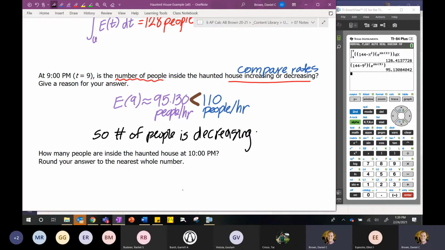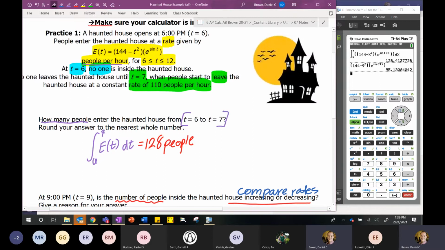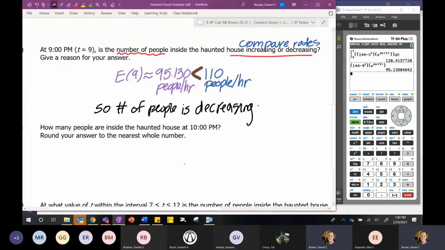Yeah, Marty? How come it wouldn't be like 110 times 9? Good question. So that is a constant rate. So it's not 110t. That is the equation. It's kind of like saying they could have named it L of t is equal to 110, but 110 is the function. That is the rate always, no matter what. So we're going to compare the rate to the 110.